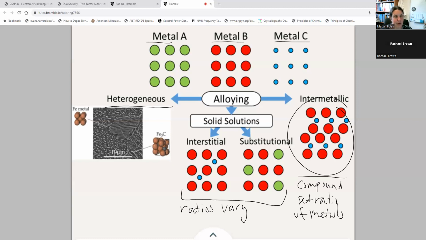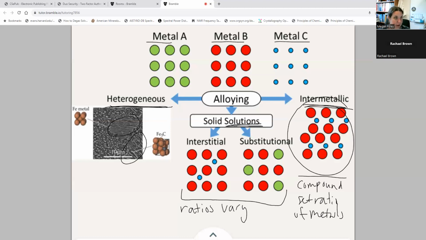Heterogeneous is where everything's not homogenized. So these over here are called solutions because everything's homogenized. Over here, these are compounds because we have set ratios of each atom type. Here, this is heterogeneous because you can just shove things together, and you end up with different phases throughout.